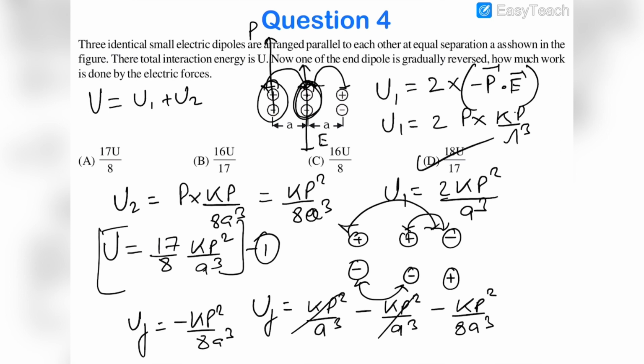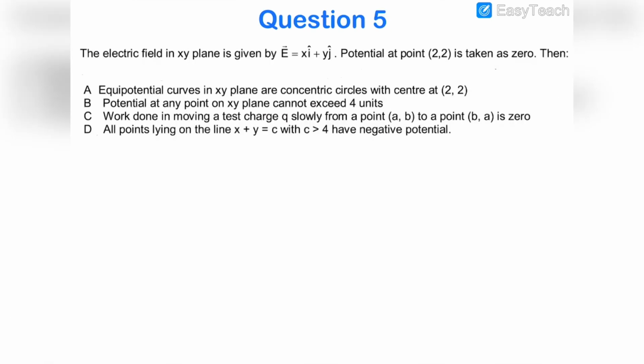Now we move on to the next question. In this question, you can see that there is an electric field in the xy plane which is given by x i cap plus y j cap, and the potential at point (2, 2) is 0. Then we have to choose the correct options.